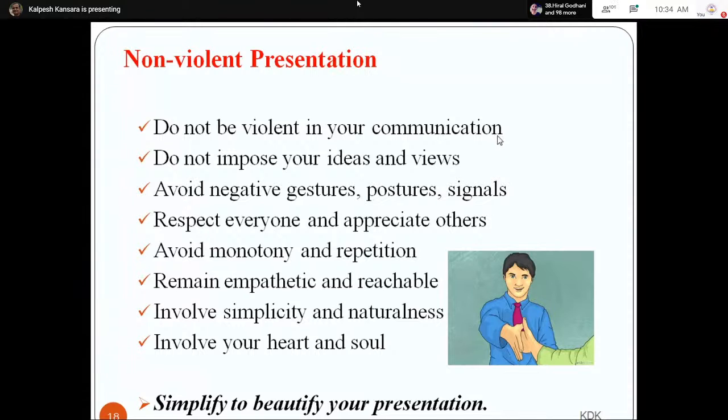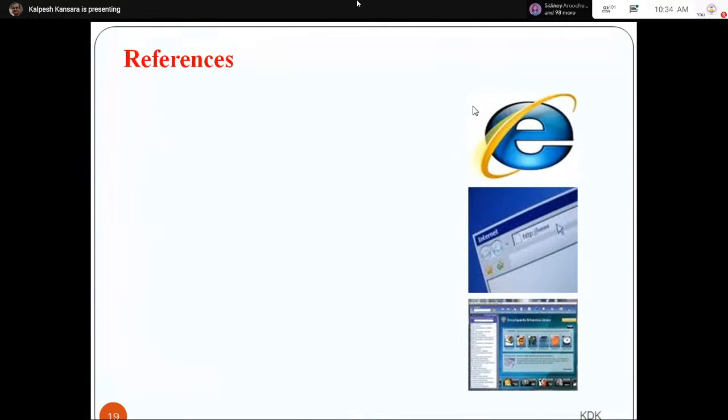So, avoid all kinds of complications, whether in your speech, in your action, or in your script, or whatever you are delivering. It should not be complicated. It should be made easy, keeping in mind the level of the audience. So even the language that you use should be understood by all the audience.